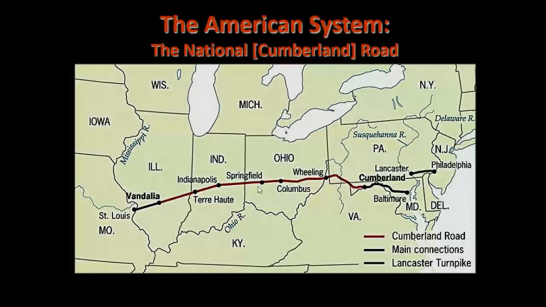And the idea is that he wants to increasingly connect the East with the West. So this is the existing road that we have here, from Maryland to Cumberland, going all the way to Vandalia in central Illinois.